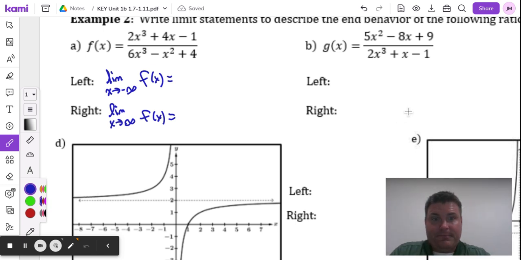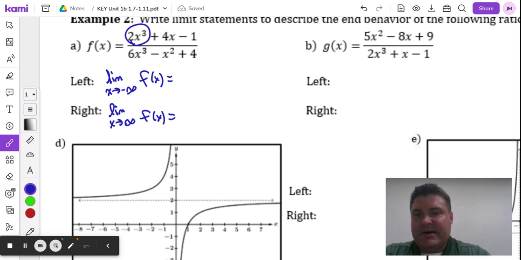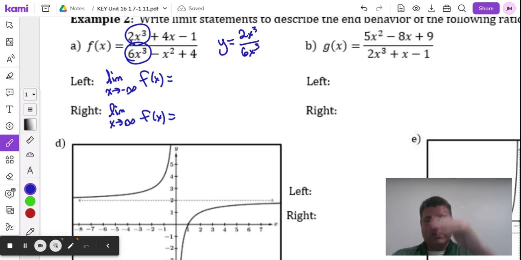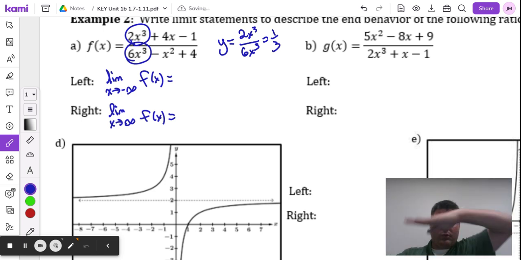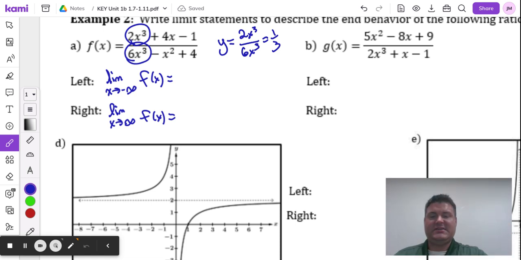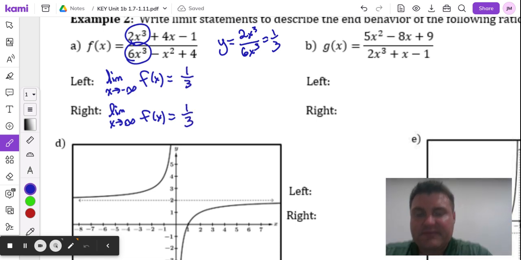All right, so here we go. Now, looking at this first example, my highest power on top is going to be 2x cubed over 6x cubed, which those x cubes cancel out, and this reduces down to 1/3. So my end behavior on both sides will be the same because it's a horizontal asymptote. A horizontal asymptote is going to have the same end behavior on each side because it's a horizontal line. So we're going to get 1/3 for the right and the left.